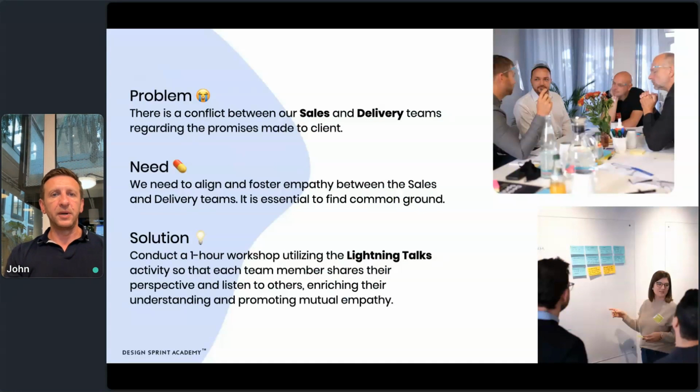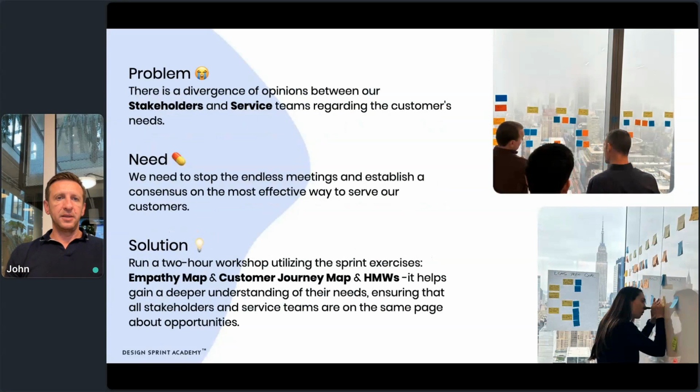So let's say you have a conflict between two of your teams regarding some priorities or promises made to a client, and you need to align them and get them on common ground. As a solution, you can do a 1-hour workshop utilizing only the lightning talks activity, where you'd have every member of the team share their perspective as roses, thorns, and buds, and then get them to cluster those things, do affinity mapping, vote on the most important insights, and you have everyone on the same page. So that's one example.